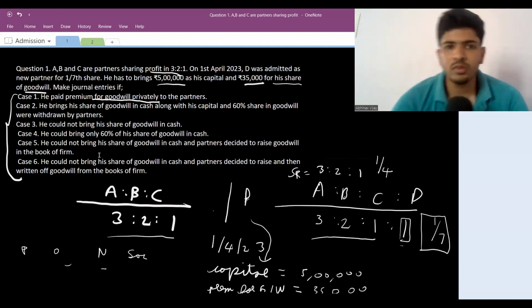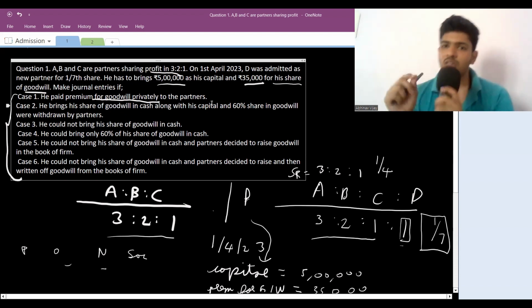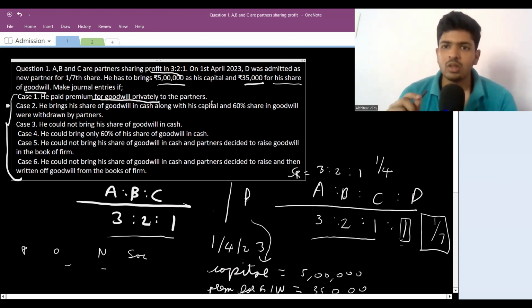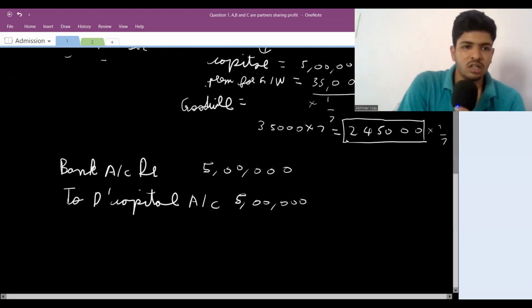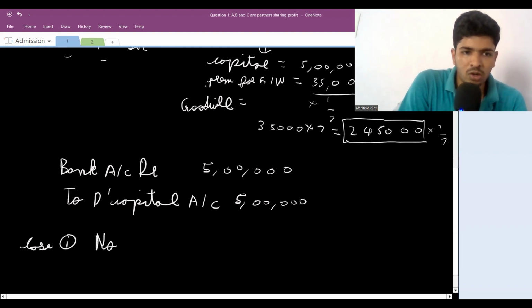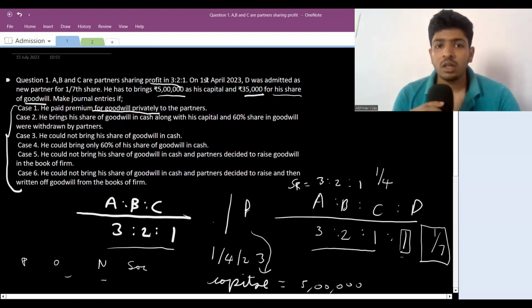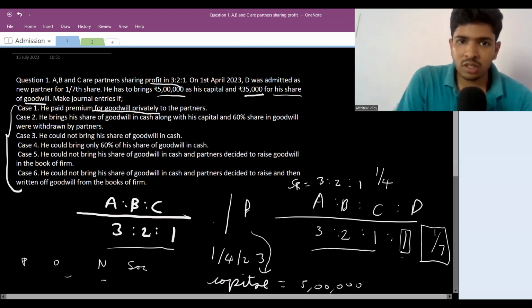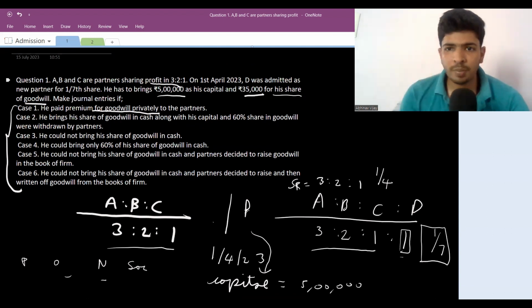Here they're telling he paid premium for goodwill privately to the partners. Whenever such cases are mentioned in the question, there's only a simple solution. You write case 1, no entry. What does it mean? Even though they're telling you his share of goodwill, still you don't pass any entry.